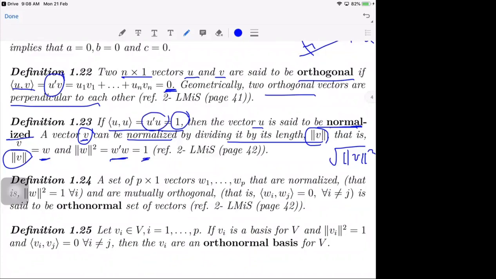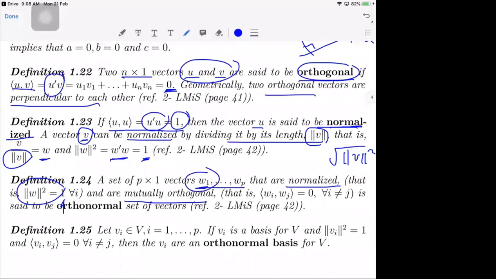So a set of p by 1 vectors, say w_i's from 1 to p, that are normalized, that is, you can verify that the inner product is equal to 1 for all i, and this set of vectors are mutually orthogonal. So usually we define orthogonality when we have two different vectors. When it is normalized with itself, then we call it mutually orthogonal.